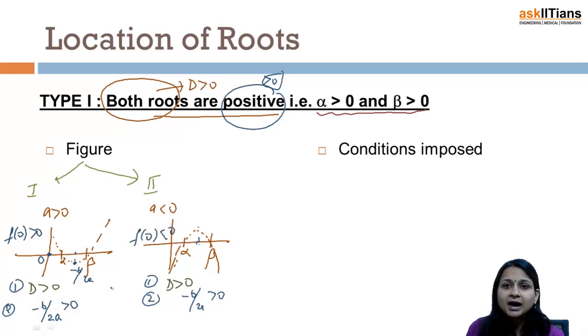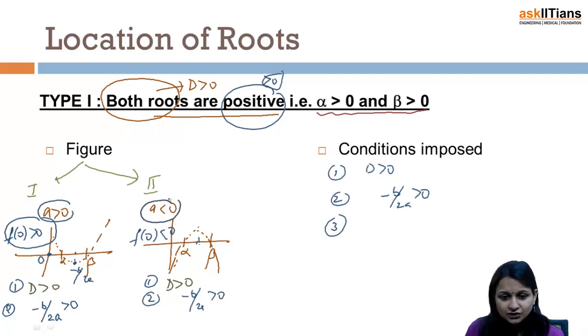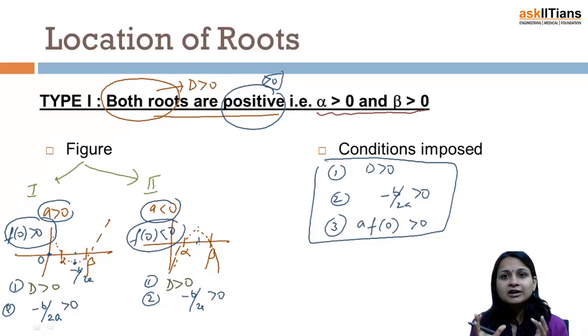So, basically to combine these two conditions, I can say that D is always greater than 0, minus b upon 2a is also greater than 0, and you can see that when a is greater than 0, f(0) is greater than 0. When a is less than 0, f(0) is less than 0. So, I can put it like this: a into f(0) is greater than 0. With these three conditions, as soon as I apply them, my questions will give me the complete detail, as in when I will have both roots positive.